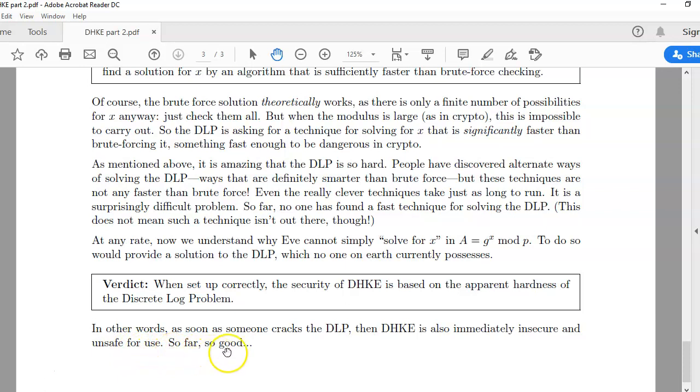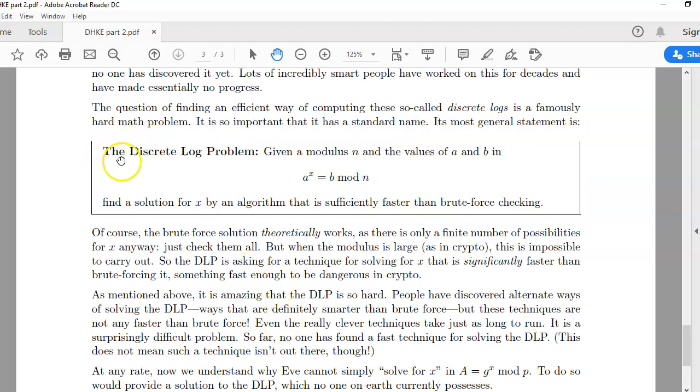But so far, we're okay. No one has solved it yet. So don't lose track of this. This will not be the last time we see the discrete log problem. We are going to see it again. Stay tuned.